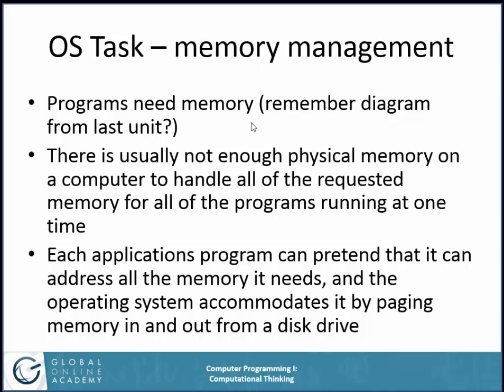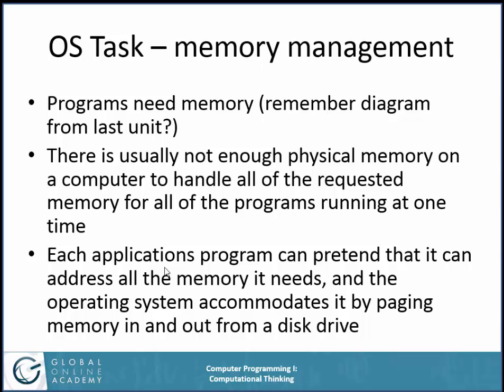Well, a lot of programs need more memory than there is physically available on your phone or your laptop or your desktop. There's usually not enough physical memory on a computer to handle all the requested memory for all of the programs running at one time. So what happens? The operating system fools the application programs into thinking they have all the memory they need. So each application program can pretend that it can address all the memory it needs, and the operating system accommodates it by paging the memory in and out from a disk drive.